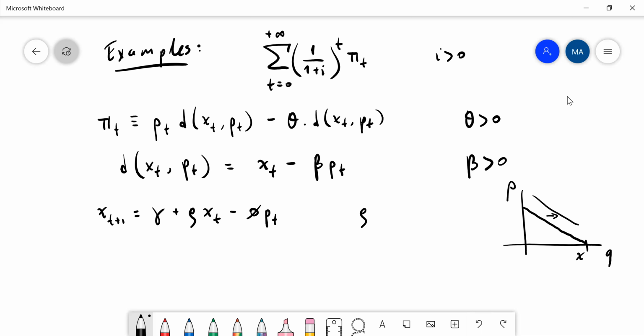Here we have, let's say, rho between 0 and 1, and phi and gamma greater than 0, okay? So what's going on here? First, there is some persistence in this demand shifter, all right? Then a larger price has a secondary effect on the next period, right?